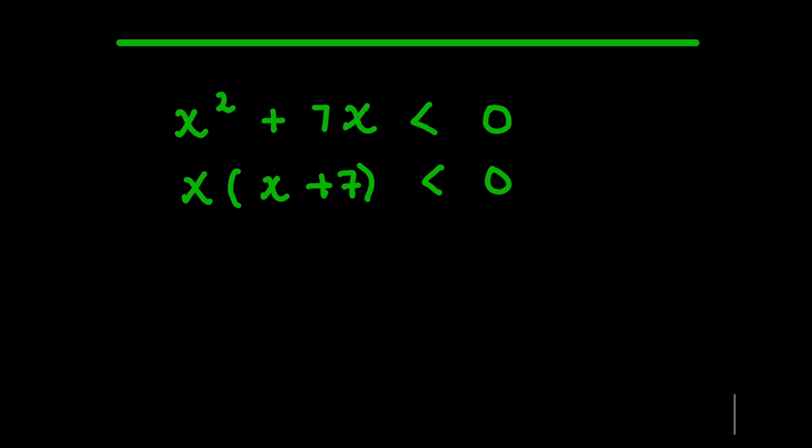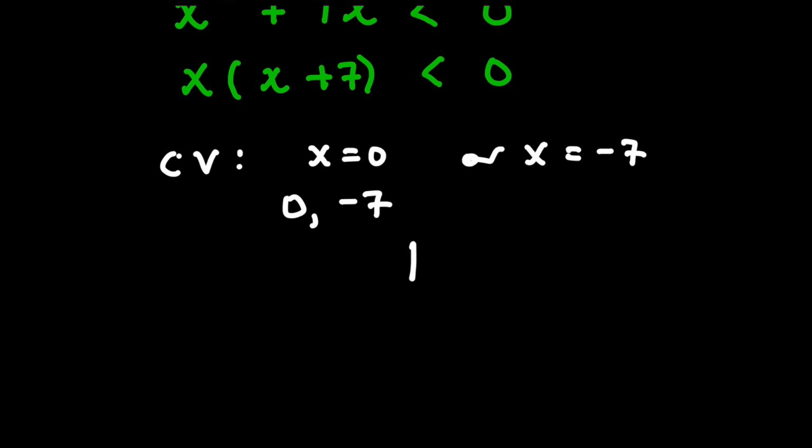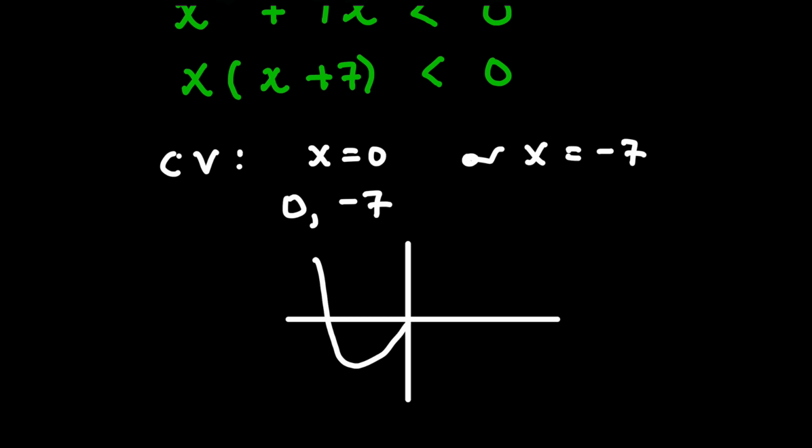When you are dealing with quadratic inequalities and you want to solve them graphically, you need to have an idea of how the function looks. Let's find the critical values here. We see x equals 0 or x equals minus 7. So it's 0 and minus 7. So how does this function look? Let's draw a nice Cartesian plane.